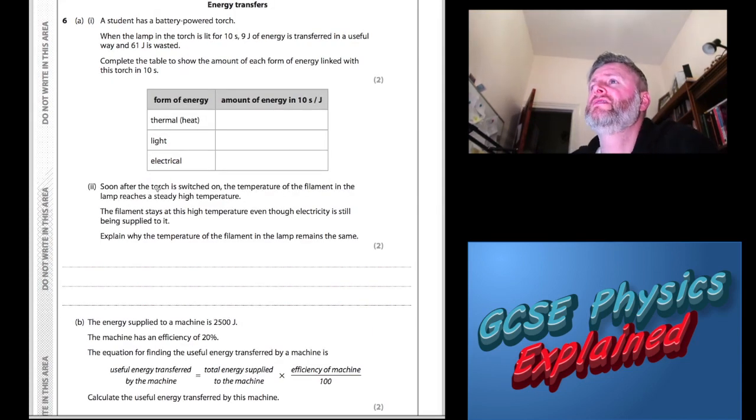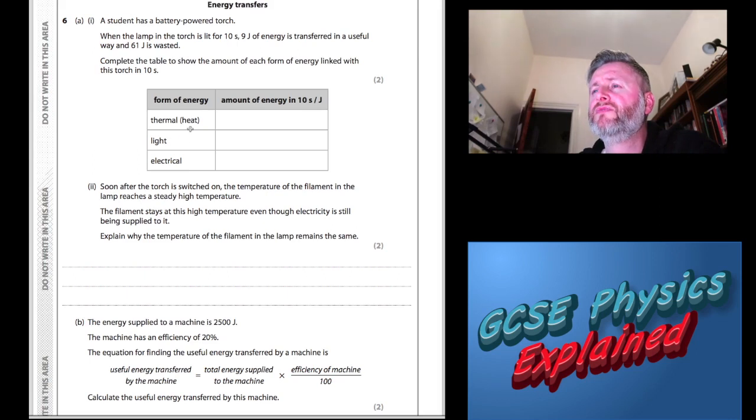A student has a battery powered torch. When the lamp in the torch is lit for 10 seconds, 9 joules of energy is transferred in a useful way and 61 joules is wasted. Complete the table to show the amount of energy each form.